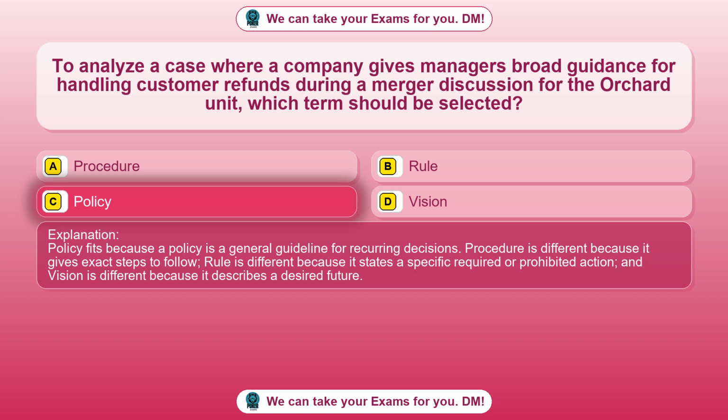Policy fits because a policy is a general guideline for recurring decisions. Procedure is different because it gives exact steps to follow.